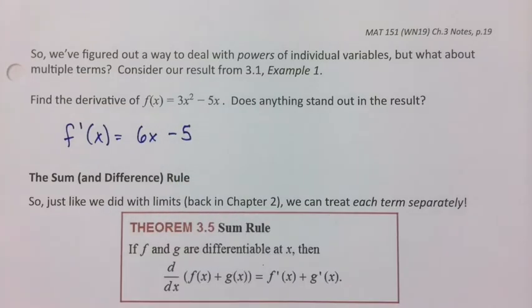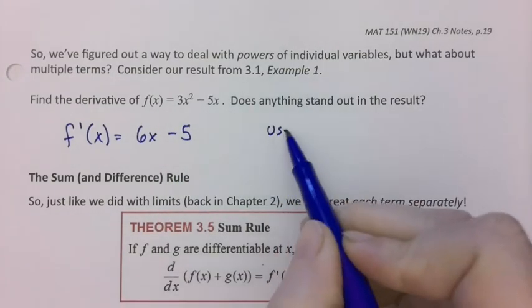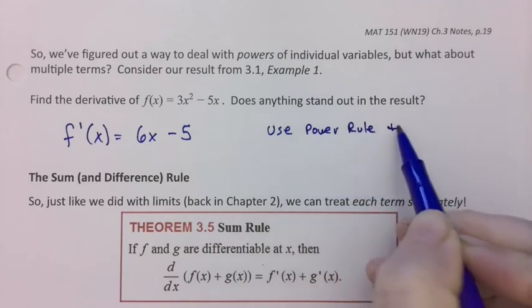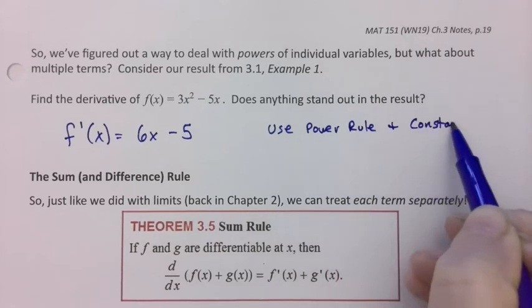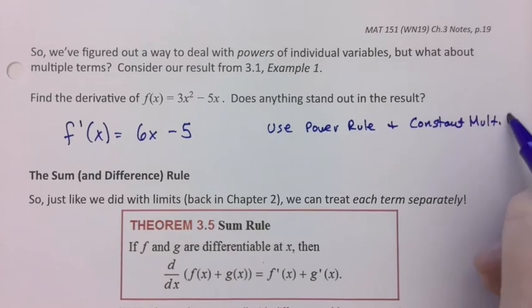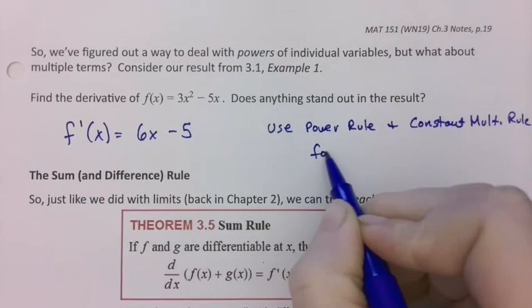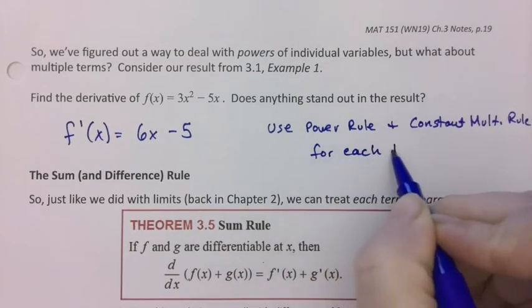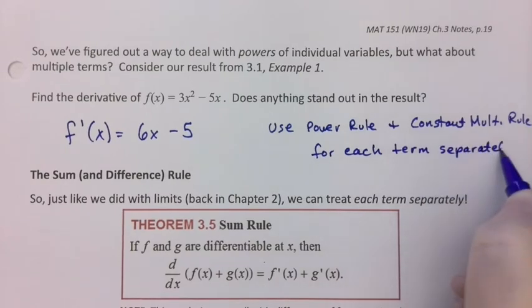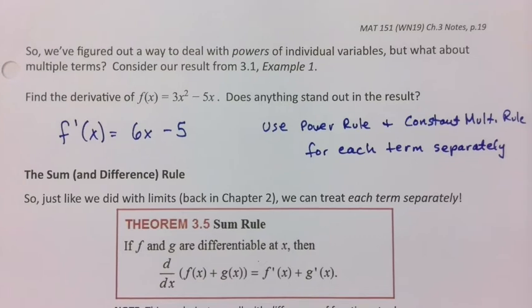And you'll notice what we're doing is we're using the power rule, and actually the constant multiple rule, for each term separately. And that's the sum rule. Namely that if you add and actually subtract as well, it doesn't make any difference. You just take each term as it comes and find the derivative of each part.